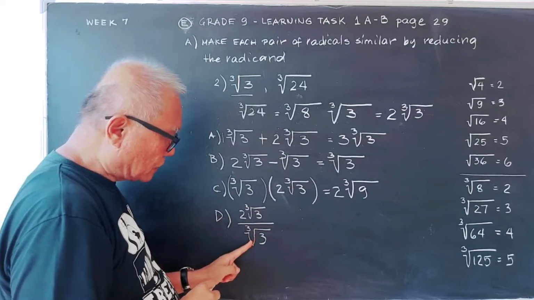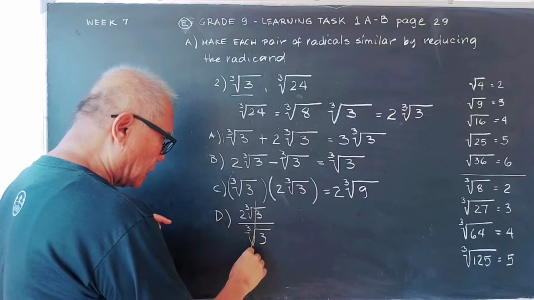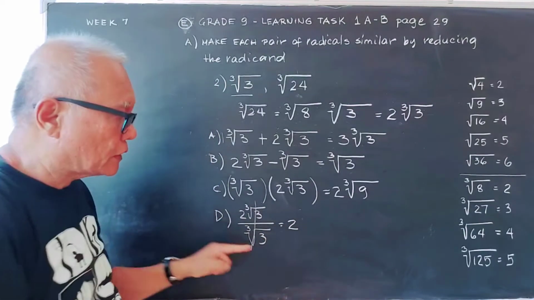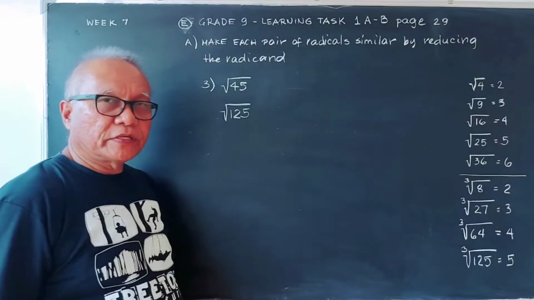So, anong katulad? O, ay di 1 na siya. And then 2. So, ang matitira na lang is 2. That is the quotient.